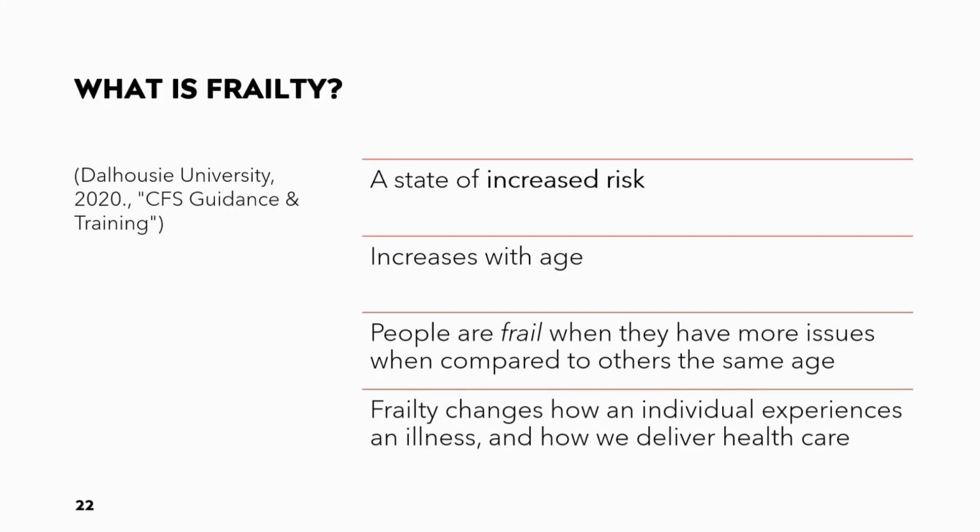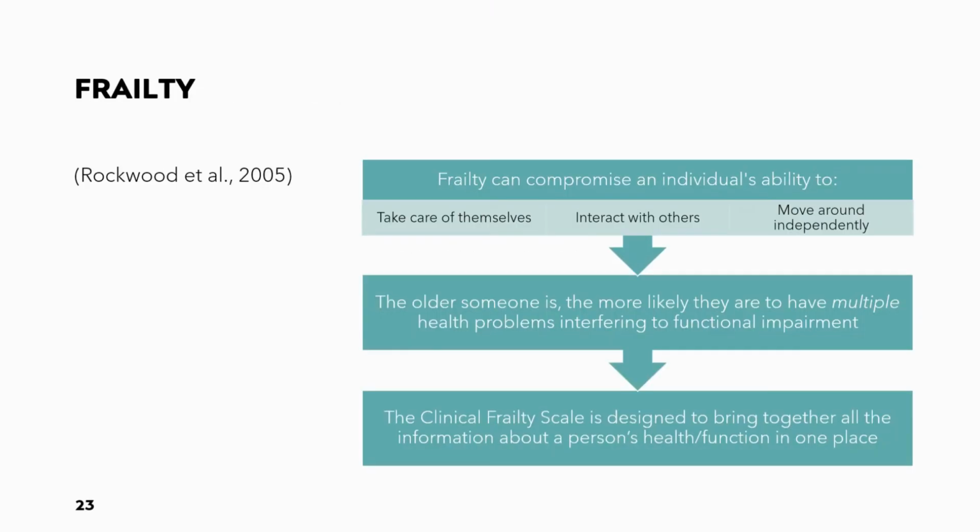People are frail when they have more issues compared to others the same age, and they can't recover from bumps in the road as easily as they might have when they were younger, or compared to an age-matched person who has less complexity. Frailty changes how the person experiences the illness, but also it should change how we deliver healthcare to a person. So the frailty score that we often use, which you'll see in a little bit, comes from Dr. Ken Rockwood.